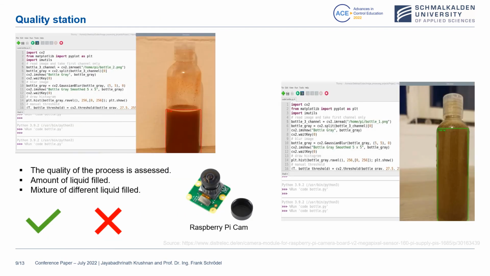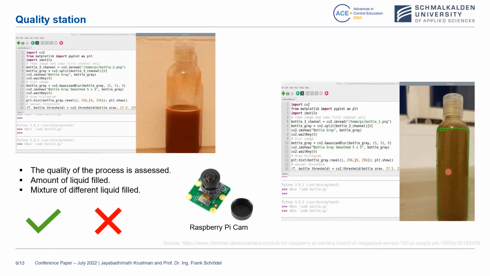In the quality station, the quality of the process is assessed. The parameters used for quality monitoring are the amount of liquid filled and the mixture of different liquid filled. As soon as a bottle reaches the quality station, the Raspberry Pi cam is used to capture the image of the filled bottles. Using image processing techniques, the amount of liquid filled in the bottles can be determined.